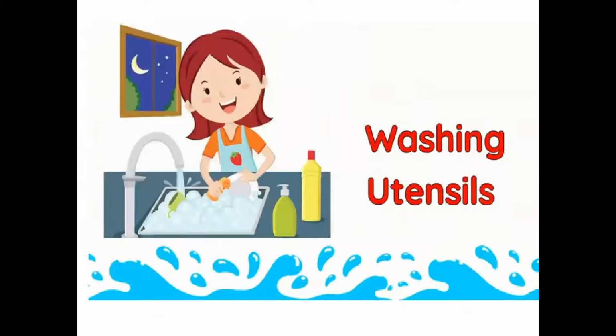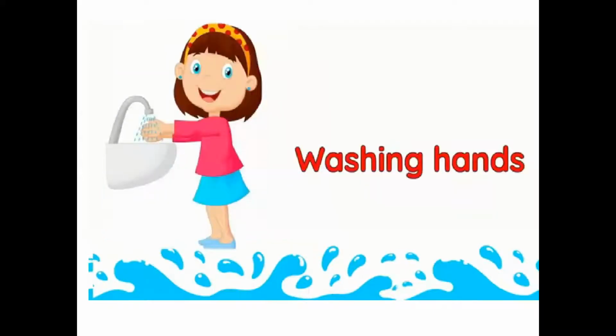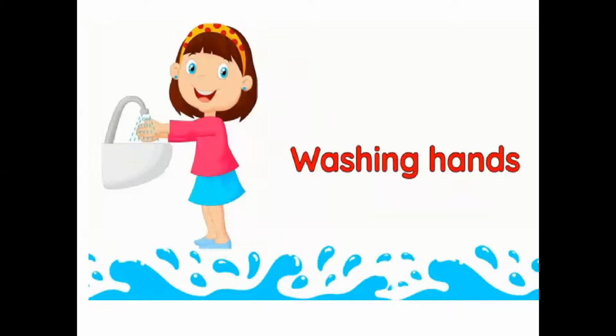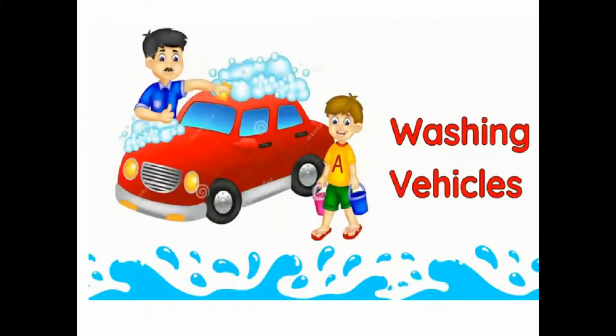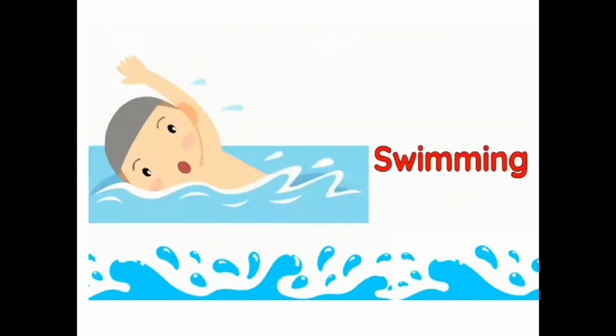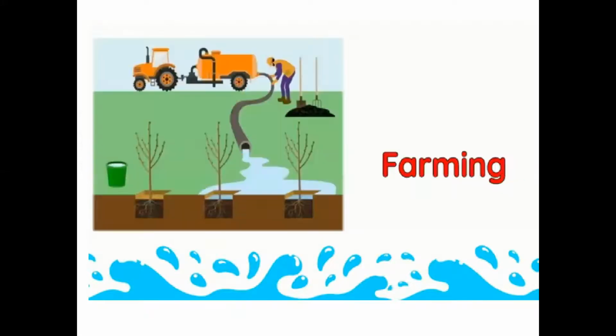Next one, washing utensils. When our utensils get dirty, we clean them with the help of water. We also wash our hands with water. Yes, the next will be a very good one. We wash our vehicles with the help of water. We also swim in water. You enjoy it. So children, farmers also need water for farming purposes.